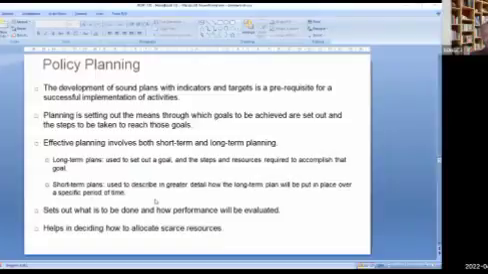So planning sets out what is to be done and how performance will be evaluated. This is very important because in many organizations, even in personal life and government, people start to do things without having any parameter to measure performance, no evaluation. So it's difficult to tell if one is making progress or not. And then planning also helps in deciding how to allocate task resources.